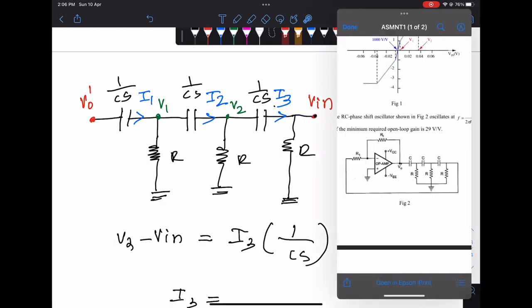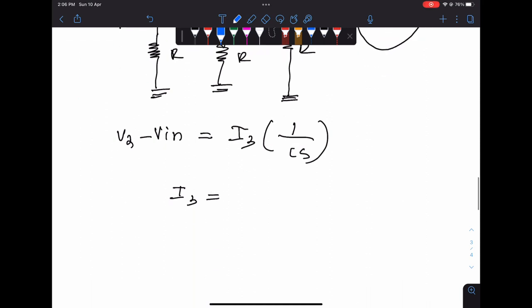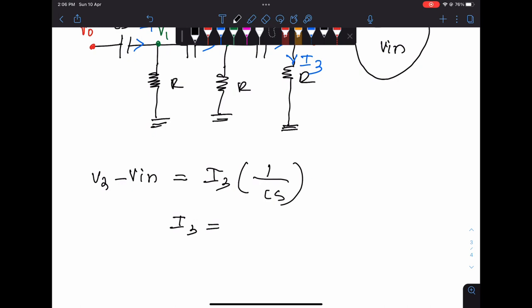So I3 is nothing but Vin by R. So that's the idea. To the op amp, current do not flows. The complete current will flow through the R resistor. So I3 is nothing but Vin by R. Then I2 is nothing but V2 minus 0 by R plus I3. So we should relate all this and find out the transfer function.